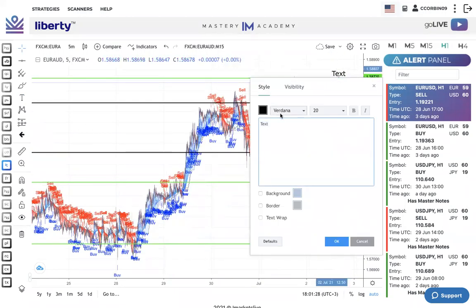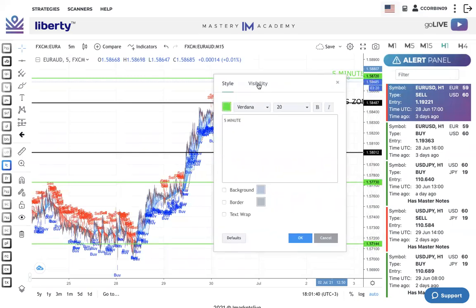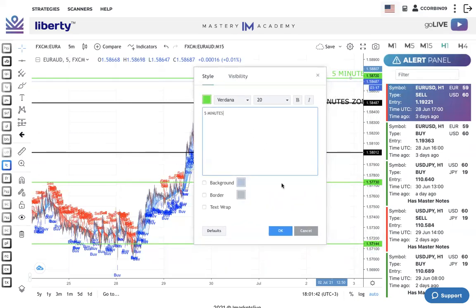If you guys actually use the harmonic scanner, and you notice that they have entry points and things on the charts, the educators are just taking the time to mark up the charts so you don't have to do anything. So we're going to put 5 minutes.